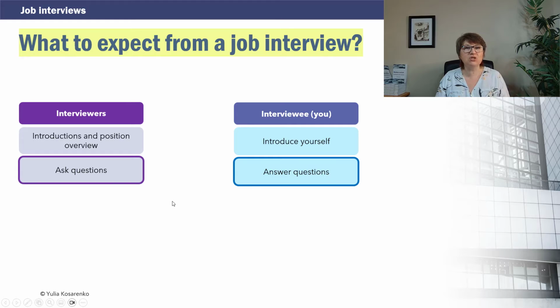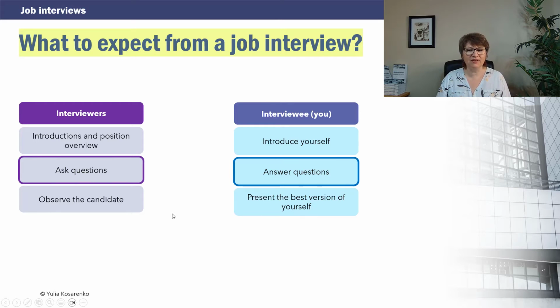That, of course, is not all. There is also observation of the candidate that is happening in parallel with asking questions: how you behave, how you respond, what's your demeanor, and so on. And this is where you have to work really hard on presenting the best version of yourself and remaining professional at all times.